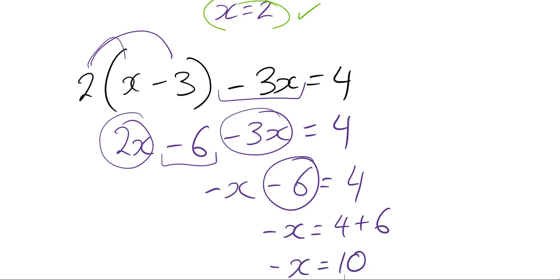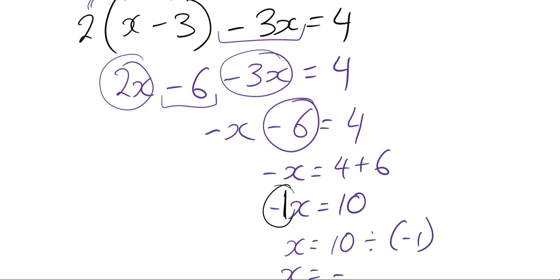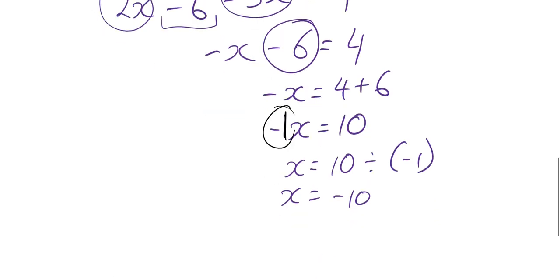So if negative x equals 10, I don't want negative x. So essentially, there is a 1 in there. So it's like saying negative 1 times x. So to get rid of that, you just divide by negative 1, which gives you your answer of negative 10. Now, as you get more familiar with these, you don't have to do this step here. You can just straight away see, okay, x is going to equal negative 10.